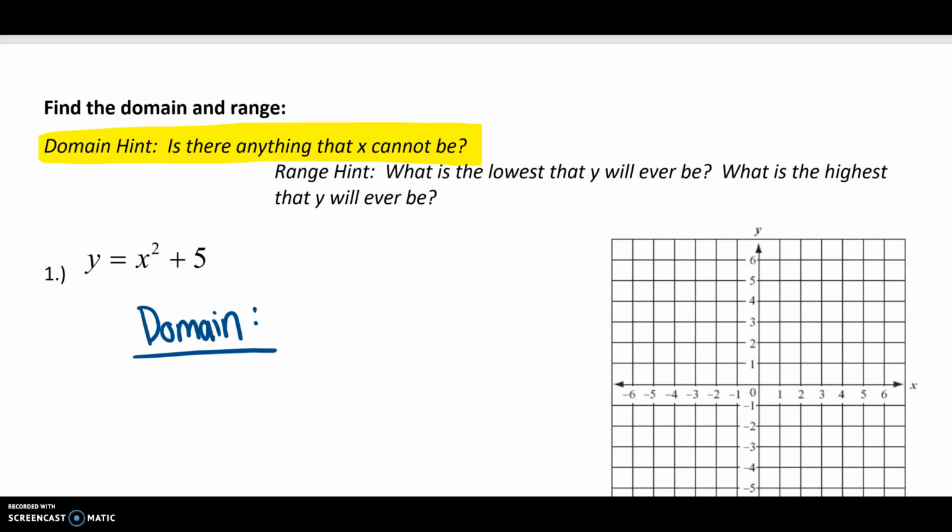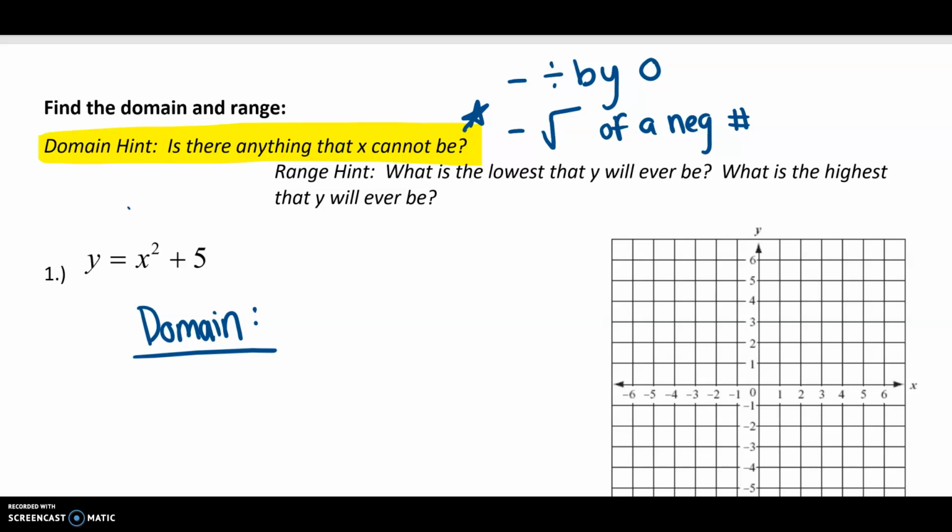In fact, when you're looking for domain and you're looking for things that X cannot be, you want to look for dividing by 0, because you can never divide by 0. Another thing that will come up is you can't take the square root of a negative number. I'm not going to talk about that too much yet, but try taking the square root of -9 in your calculator, see what happens, and see if you can answer why that won't work. Feel free to ask me about it, but it'll come up later in this class as well.